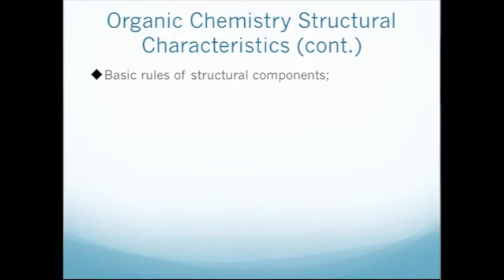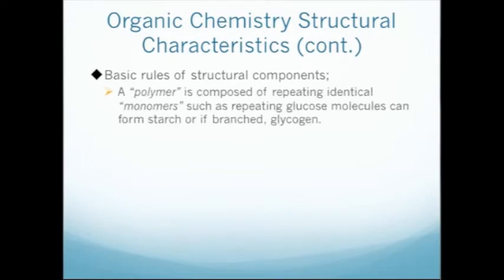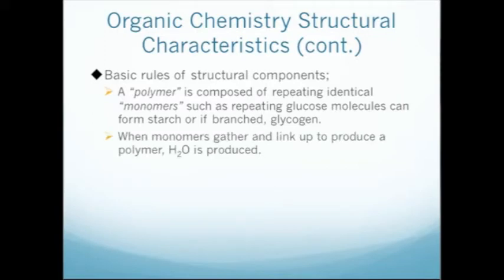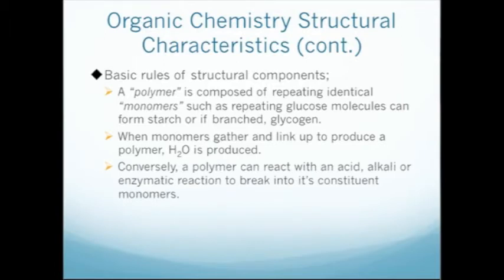There are some basic rules for structural components. A polymer is composed of repeating identical monomers, such as repeating glucose molecules, that can form starch if it's unbranched, or if it's branched, it will form glycogen. When monomers gather and link up to produce a polymer, generally water is produced. Conversely, a polymer can react with an acid, alkaline, or enzymatic reaction to break into its constituent monomers.